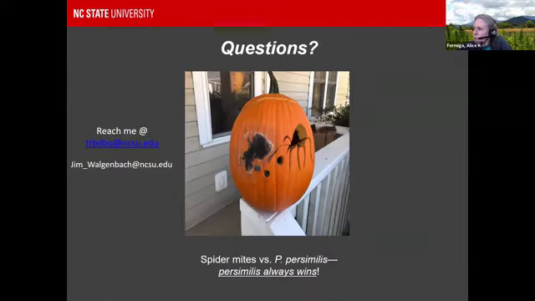So starting at the top here, there are studies that show that sulfur can increase the two-spotted spider mite populations as well. Any thoughts?